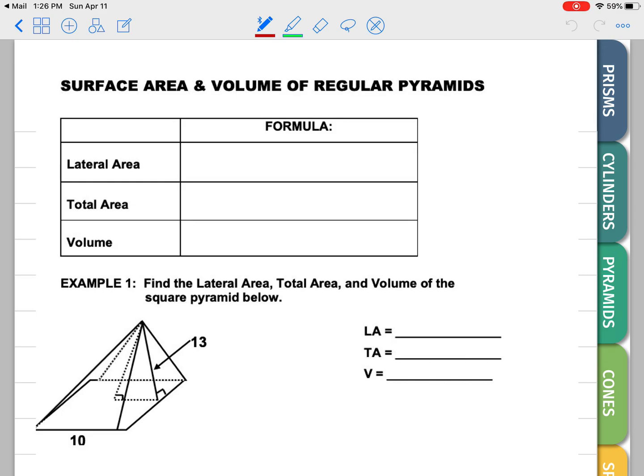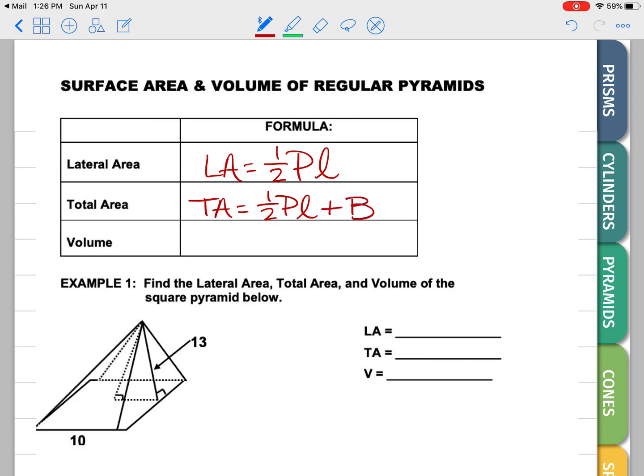So the formula for that would be LA for lateral area equals 1/2 capital P, where P is the perimeter of the base, times slant height. So perimeter of the base times slant height, cut it in half. Total area, remember you're going to bring your lateral down just like we did with prisms and cylinders, and then we're going to add the area of the base.